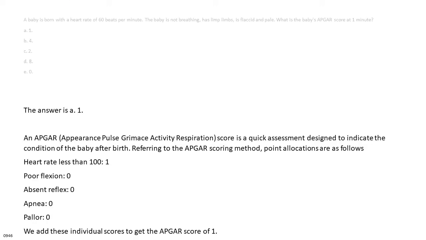The answer is A. 1. An APGAR, Appearance Pulse Grimace Activity Respiration, score is a quick assessment designed to indicate the condition of the baby after birth. Referring to the APGAR scoring method, point allocations are as follows. Heart rate less than 100, 1. Poor flexion, 0. Absent reflex, 0. Apnea, 0. Pallor, 0. We add these individual scores to get the APGAR score of 1.